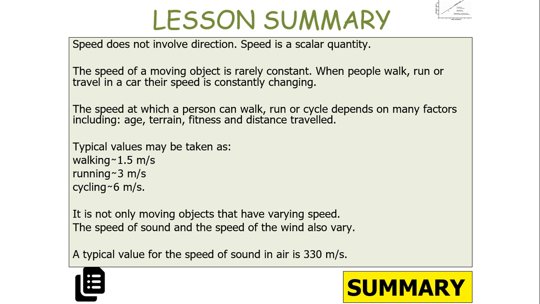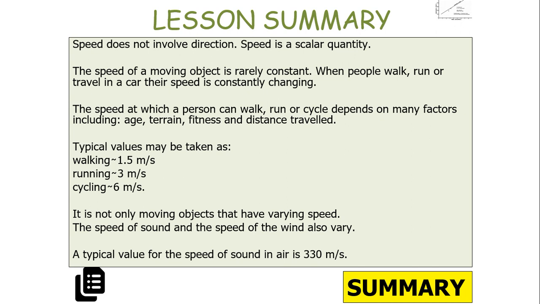The speed of a moving object is rarely constant, so when people walk, run, or travel in a car, their speed is constantly changing, and the speed at which a person can walk, cycle, or run depends on lots of different factors like the age, the terrain you're on, your fitness, the distance you've travelled. Typical values can be taken as walking speed is about 1.5 meters per second, running speed is about 3 meters per second, cycling is about 6 meters per second.